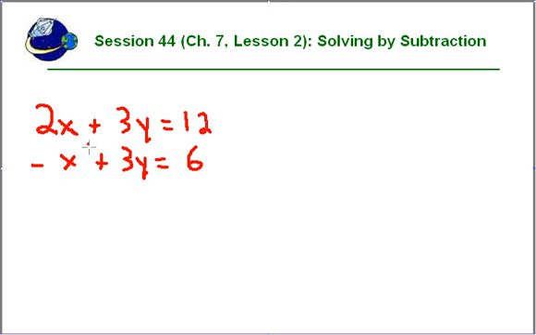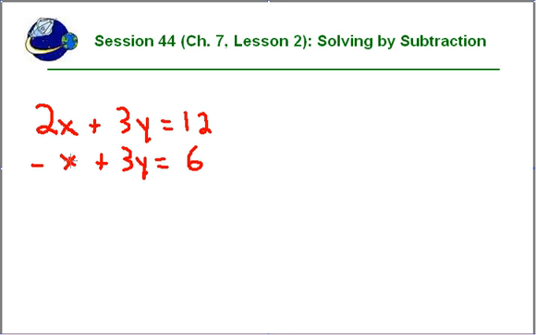But after we added these together, we would not have eliminated an x or a y variable. We're still left with an x and a y variable. So in this situation, solving by addition isn't really going to help us very much. However, we can solve by a second method called subtracting. And this is very similar to adding that we looked at in the previous lesson, except in this situation you're going to be subtracting one equation from another.